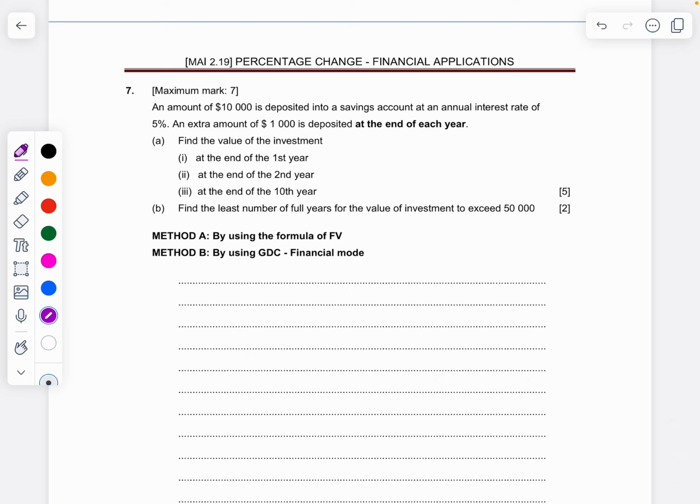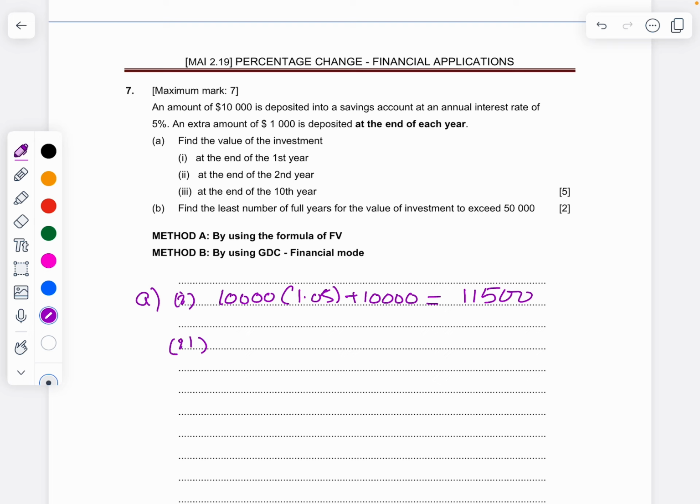Question number 7. An amount of 10,000 is deposited into a savings account at an annual interest rate of 5%. An extra amount of 1,000 is deposited at the end of each year. Find the value of the investment. So, first part, the first 10,000 will earn for 1 year, whereas the second 1,000 will not earn any interest at all, so it will become 11,500.